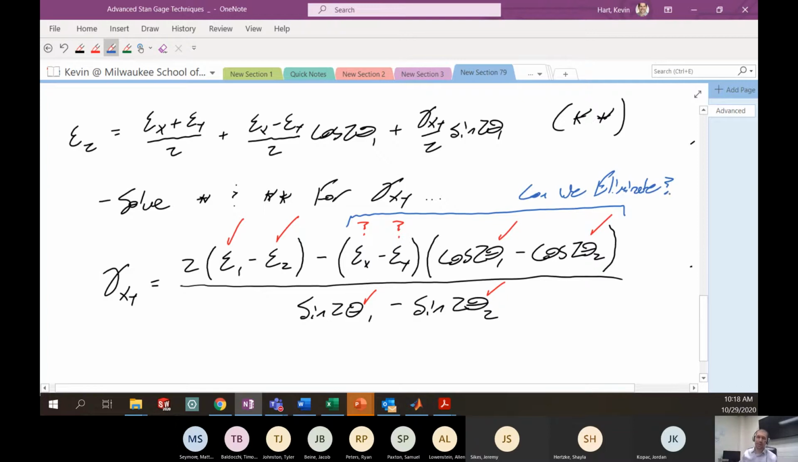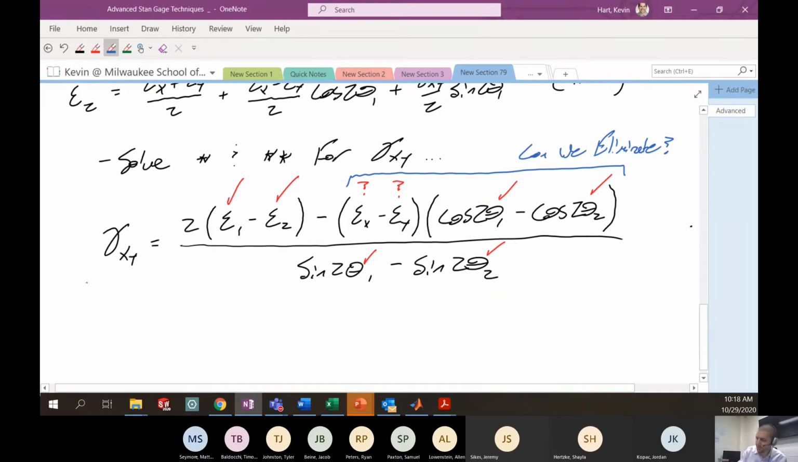If we could get rid of that entire term, that would be nice. Then we would have everything that we need to calculate the shear strain here, gamma xy. Well, the answer is yes, we can eliminate that. And we can eliminate that if this particular term here or this particular term here is equal to 0.